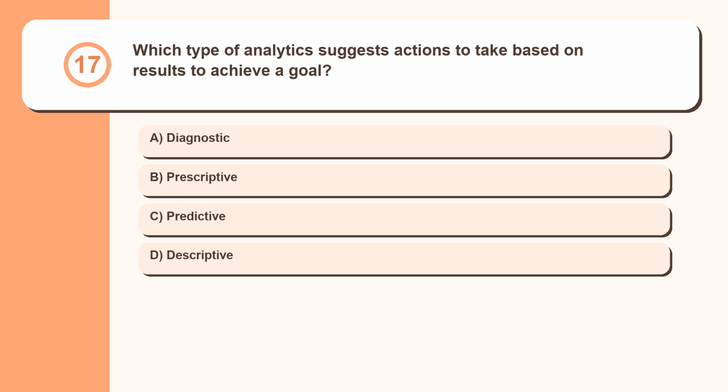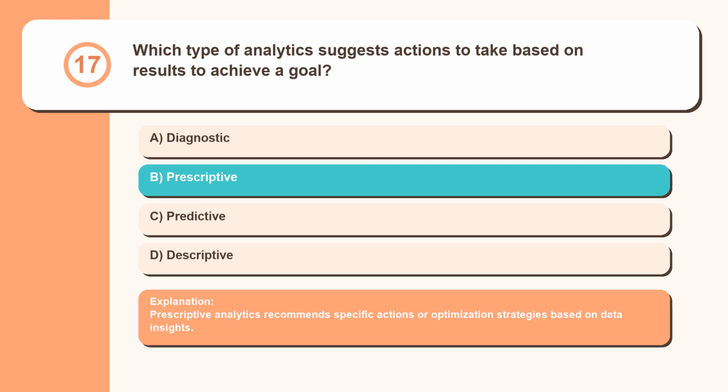Question 17. Which type of analytics suggests actions to take based on results to achieve a goal? Diagnostic, prescriptive, predictive, descriptive. Prescriptive analytics recommends specific actions or optimization strategies based on data insights.